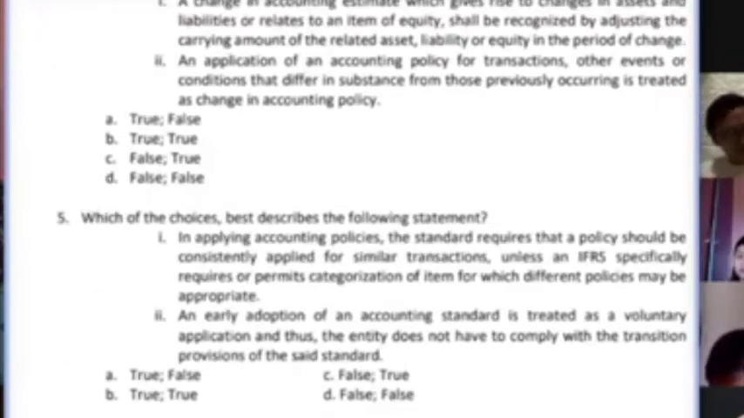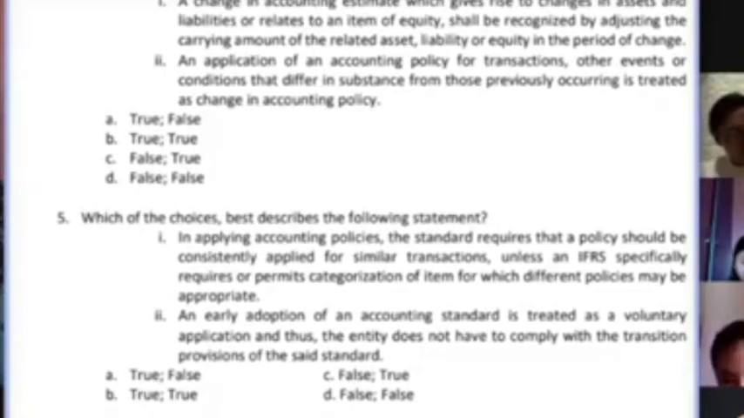Number 5. Which of the choices best describes the following statements? 1. In applying accounting policies, the standard requires that a policy should be consistently applied for similar transactions unless an IFRS specifically requires or permits categorization of items for which different policies may be appropriate. 2. An early adoption of an accounting standard is treated as a voluntary application and thus the entity does not have to comply with the transition provisions of the said standard.